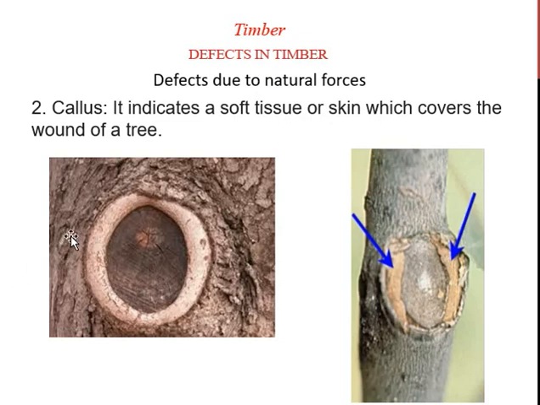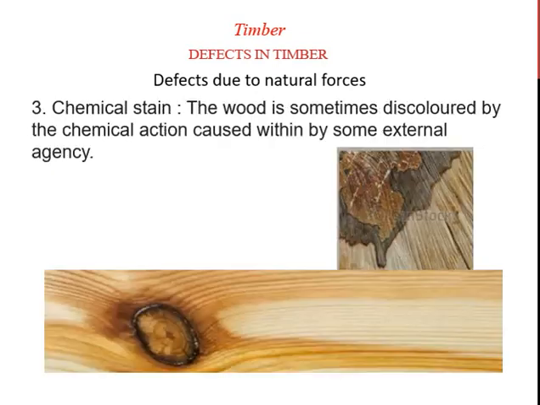In this type of defect, you can see from the diagram that when a certain part of the timber is broken from the external part, that portion is healed by the tissue that grows over the timber. If such a defect is found on the tree, then it comes under the category of callus. The next type of defect is known as chemical strain.